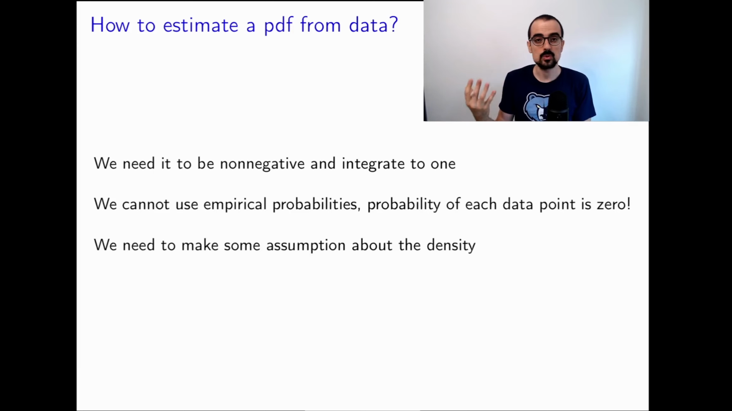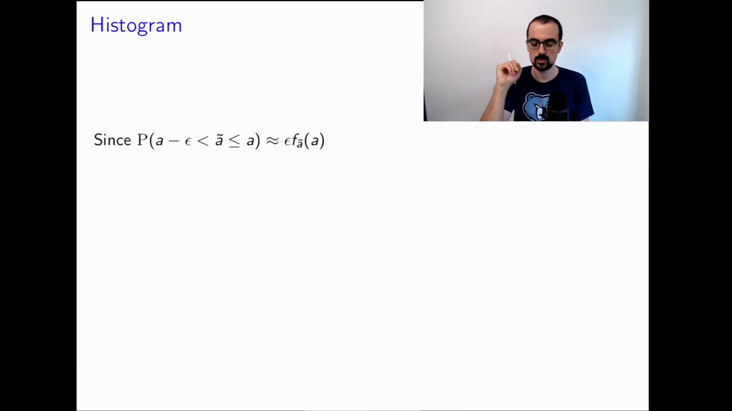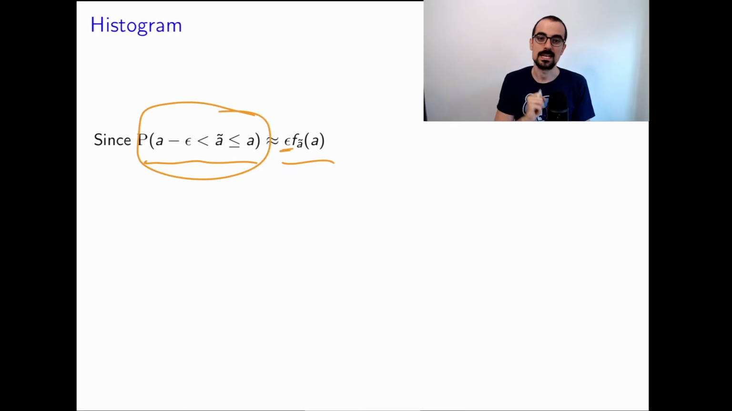In order to do that, we need to make some assumption about the density. We're going to take some inspiration from this idea that when you're very close to a certain point, you can just multiply the density times epsilon. So how about we take very small intervals so that we can assume that the density is more or less constant, and just estimate it as being constant using the empirical probability divided by the length of the interval. That's what we're going to do.